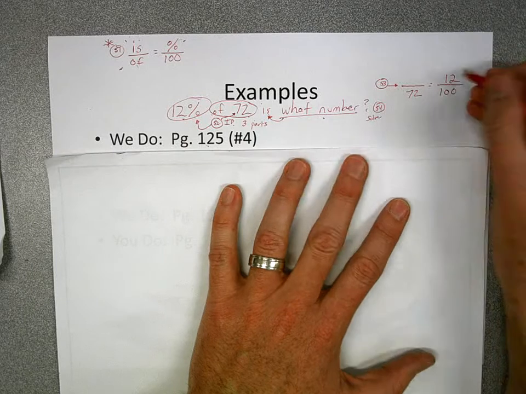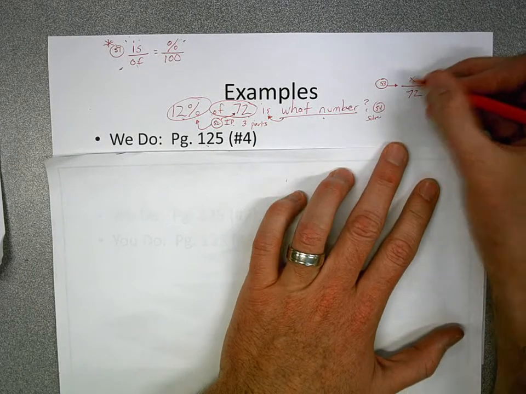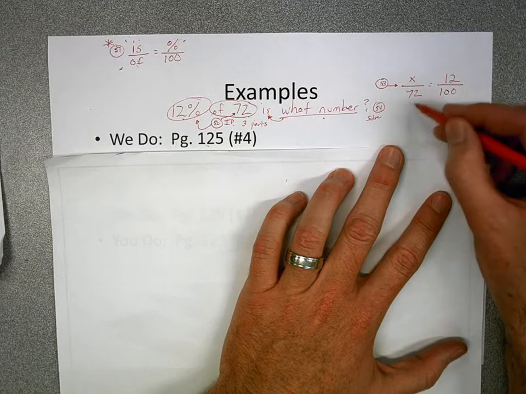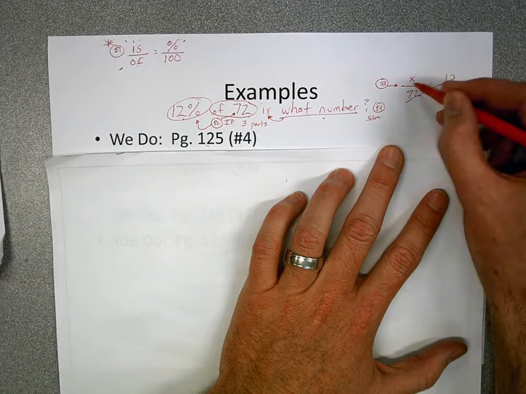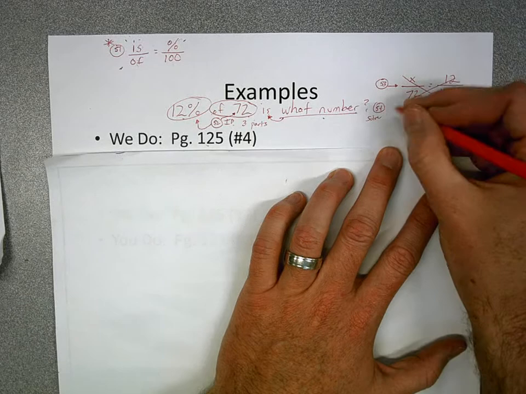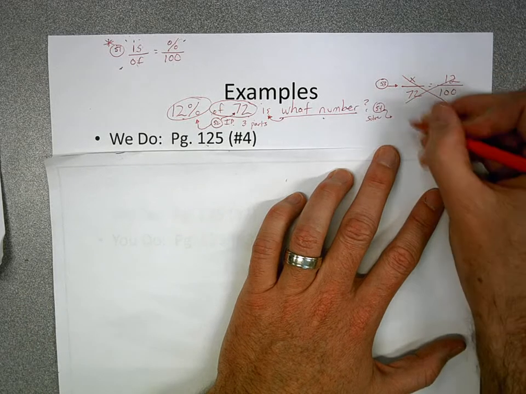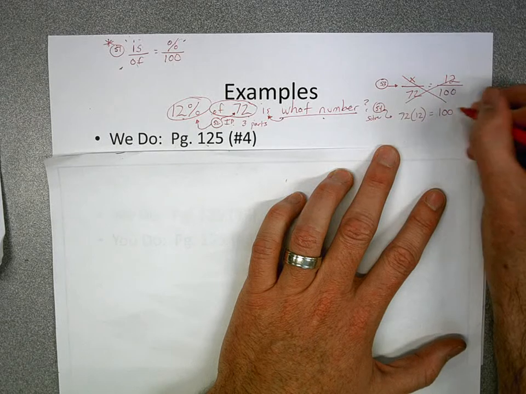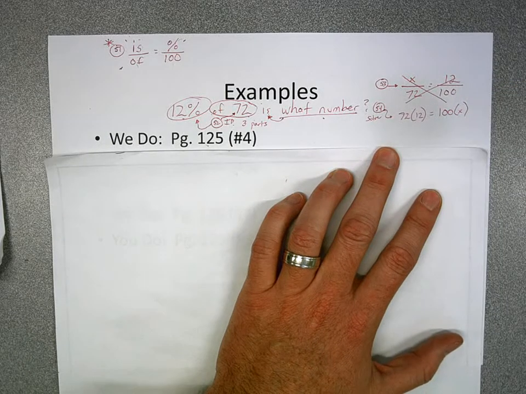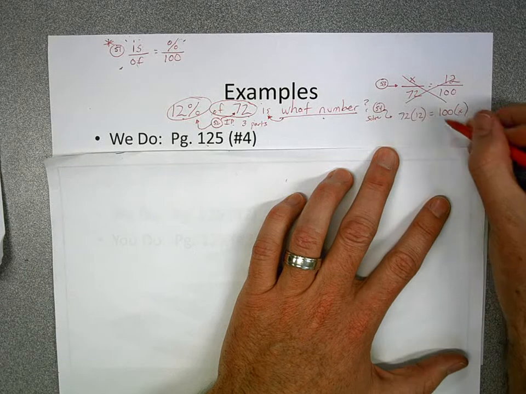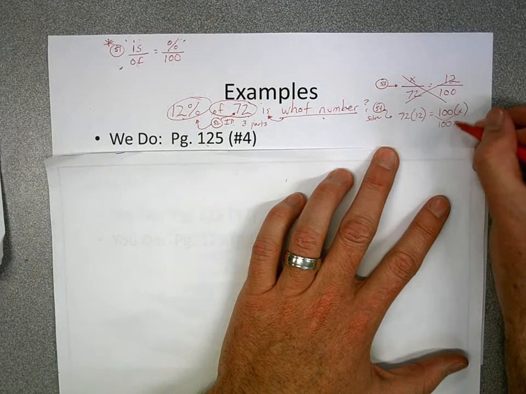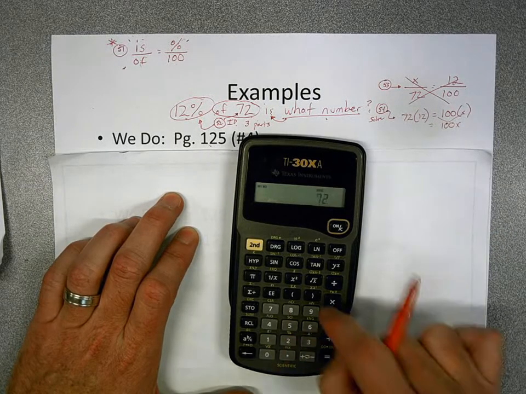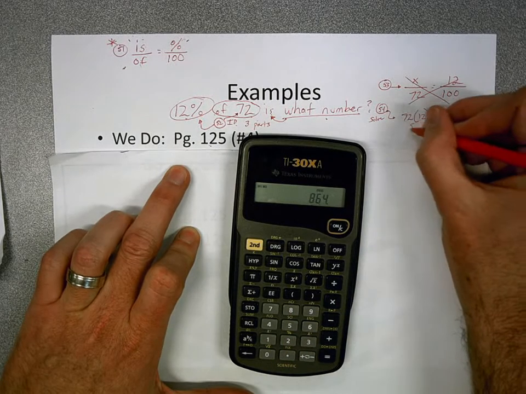Remember what cross products are. First of all, we are finding out what the is. We're trying to find out what the part is, okay? So remember cross products mean that this times this is going to be equal to this times this. So I'm going to go ahead and solve exactly that. 72 times 12 is equal to 100 times x. And remember last chapter when we simplify, well, the right is 100x. You can't simplify that anymore. 72 times 12 can be a calculator problem. 72 times 12 equals 864.